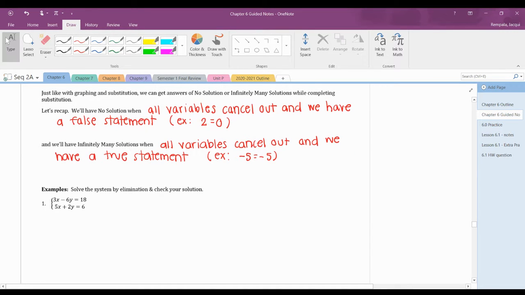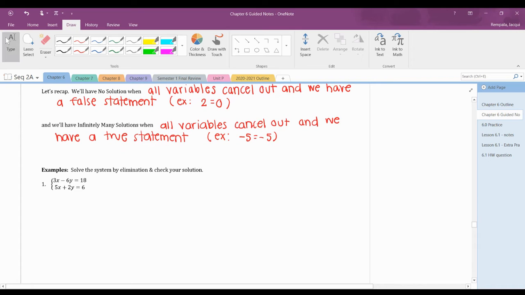Okay, so we're just going to continue practicing more by solving for elimination and then checking our solution, just knowing that now it's not necessarily going to be that we get an ordered pair, which would be one solution, but we could potentially have no solution, or infinitely many. So when I'm looking at this first example, 3x minus 6y equals 18 and 5x plus 2y equals 6, I see that my like terms are nicely lined up. The x's are lined up, the y's are lined up, the equal signs are lined up.